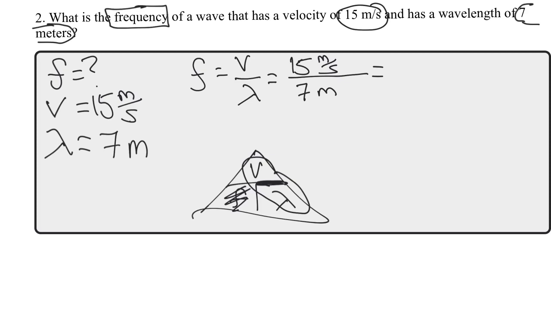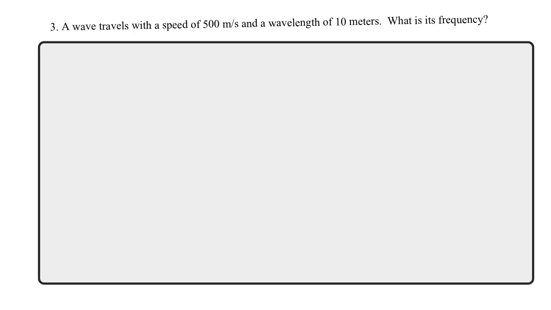Well, 15 divided by 7 is nothing pretty. It's like 2.14, and there are lots more numbers, but I'm not going to write them all down. I just want to do 2-3 decimal places. So 2.14, and then what are our units? Well, we're looking for a frequency, and I know that frequency has units of hertz. There we go.